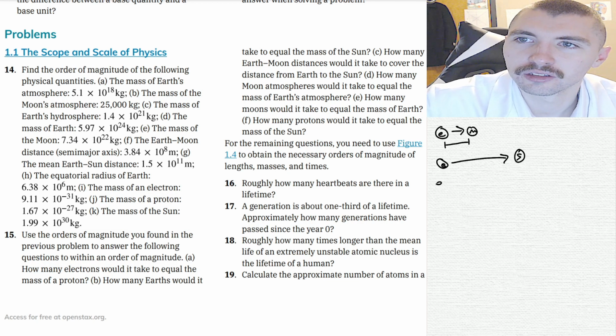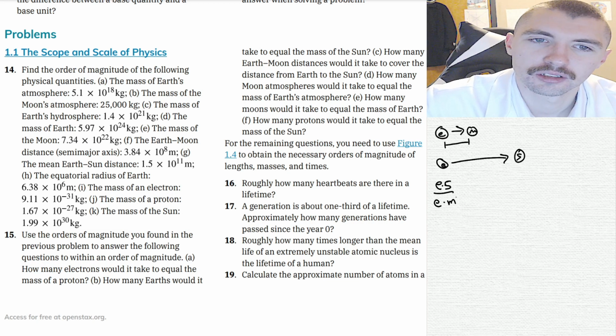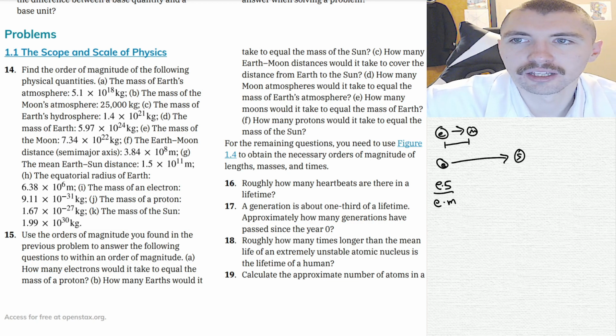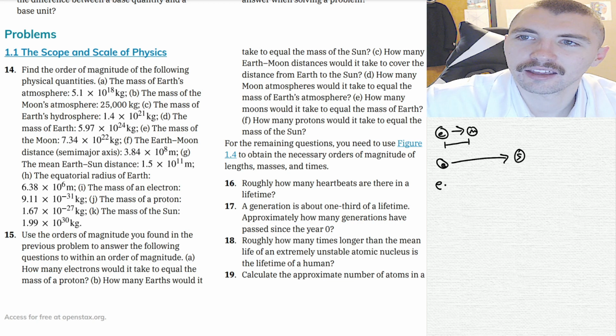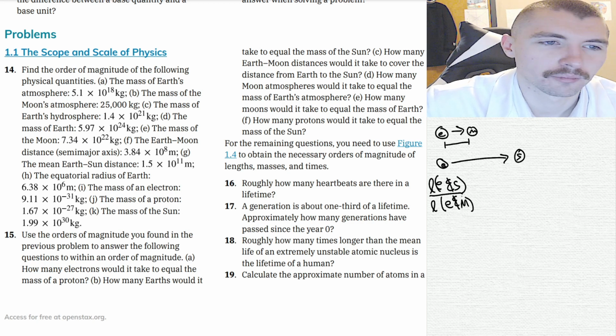So we're going to take ES divided by EM, or whatever the length is, let's put it L, the length of the Earth and the Sun divided by the length of the Earth and the Moon. So that's what we're trying to find.